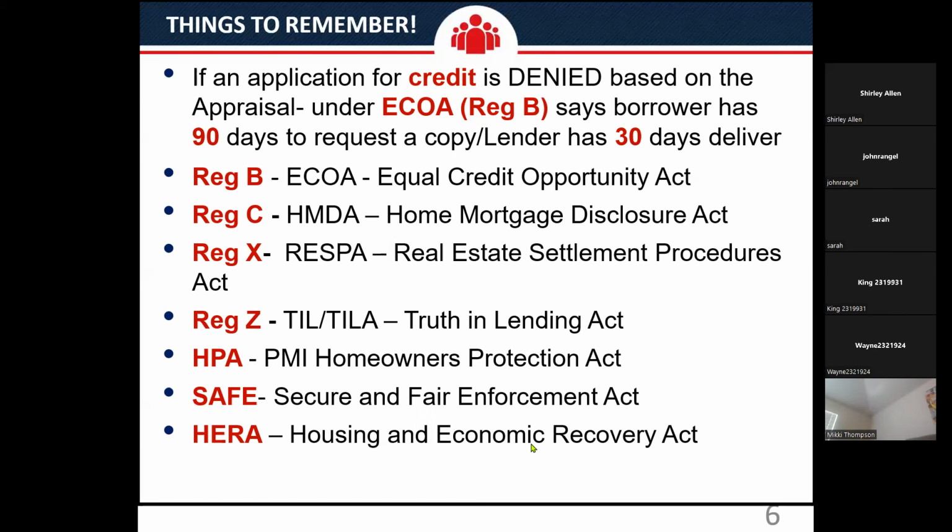And then we have the SAFE Act. The SAFE Act is the Secure and Fair Enforcement Act. It's not considered the Safe and Fair Enforcement Act, so don't get tricked right there. It's the Secure and Fair Enforcement Act. It's under HERA, Housing and Economic Recovery Act, also known as the SAFE Act of 2008. HERA, Housing and Economic Recovery Act. And we're going to talk about each of those individually.